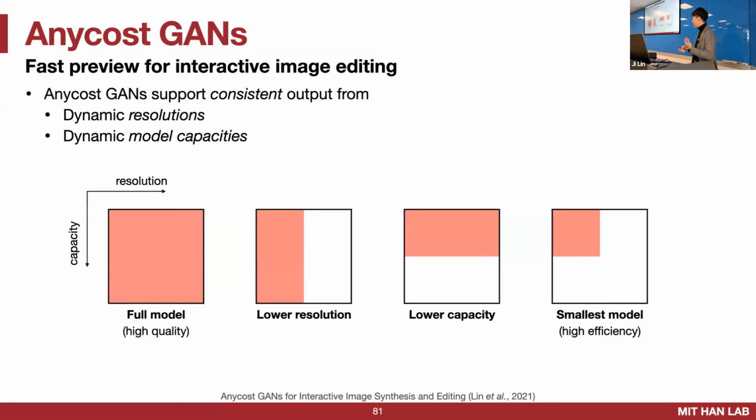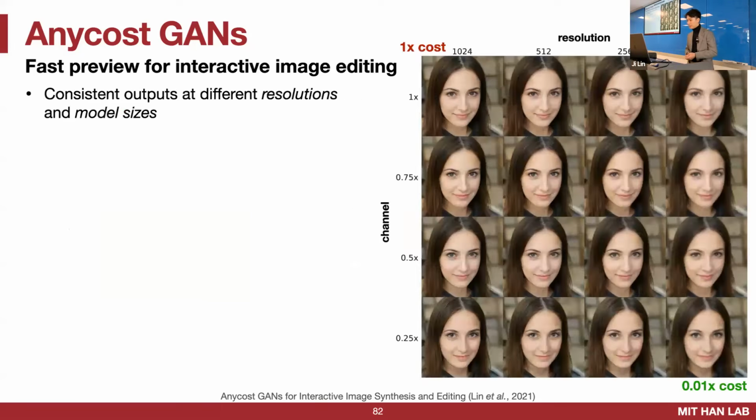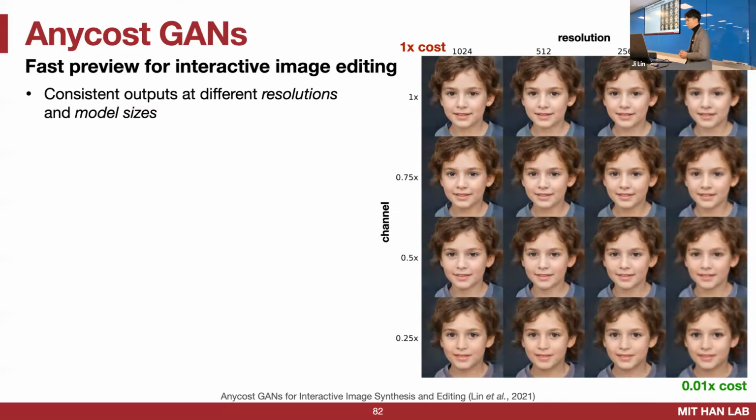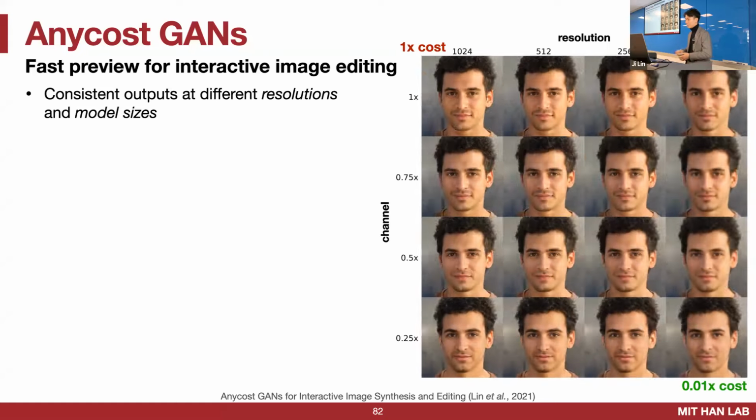Basically, we are training an AnyCost GAN model that can run at diverse resolutions and model capacities, specifically by different channel numbers. So when we run the full model, it has a high resolution and high capacity. And for the smallest model, we're running at a reduced capacity and reduced model size. Here is some visualization we made when we trained the model on the FFHQ data set.